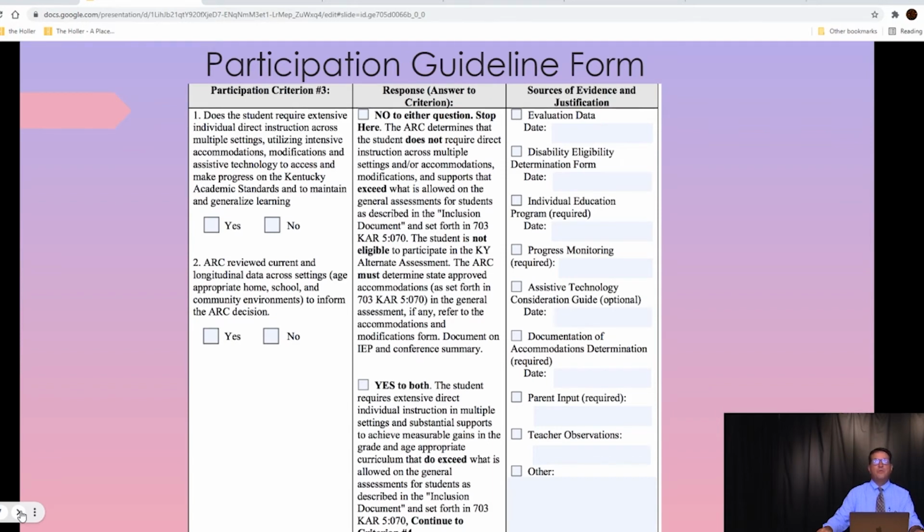Again, if they're both yes, you have some required data that you're going to have to get. You're going to have the IEP, the progress monitoring. You're going to have to make sure that all those are required, and your parent input here is also required on this, because you're going to have some input from how they're doing at home for question number 2, and the need for this extensive individual direct instruction across multiple settings utilizing intensive accommodations, modifications, assistive technology.